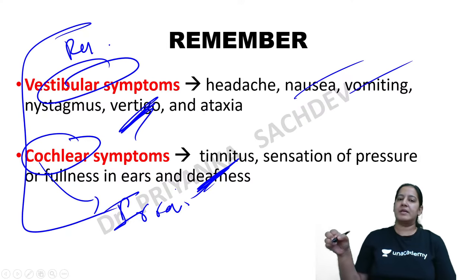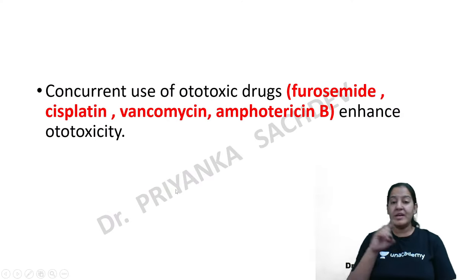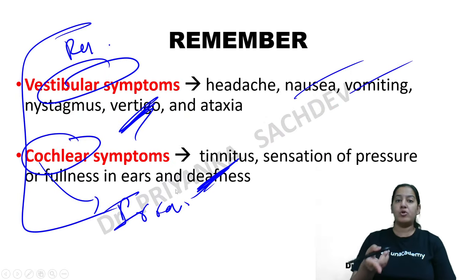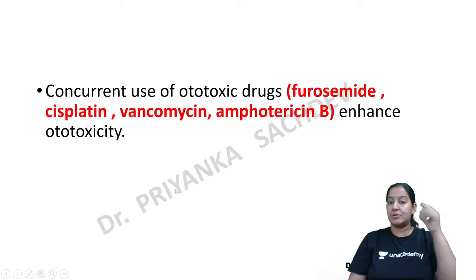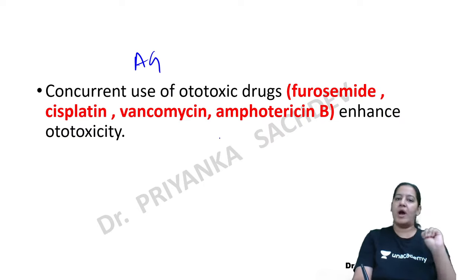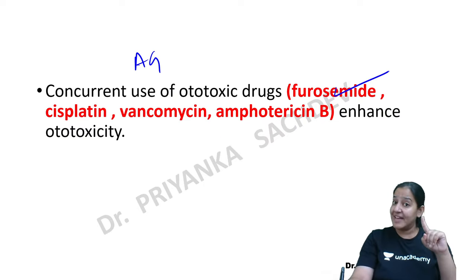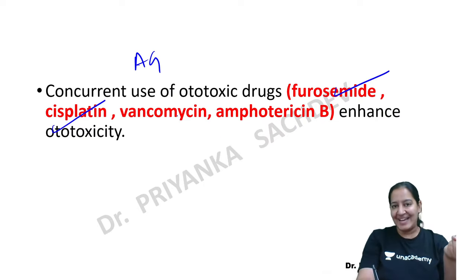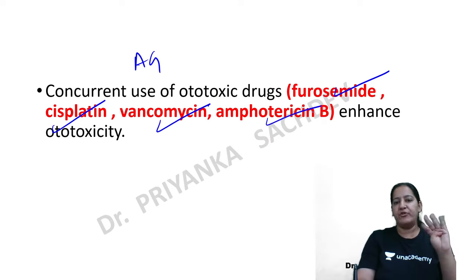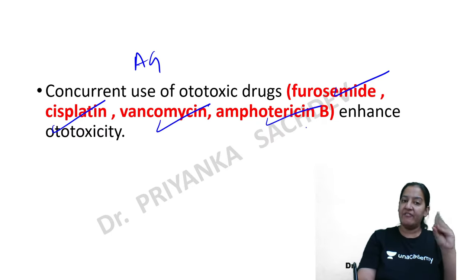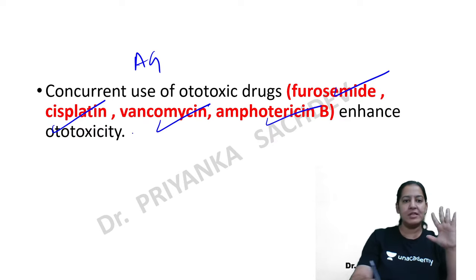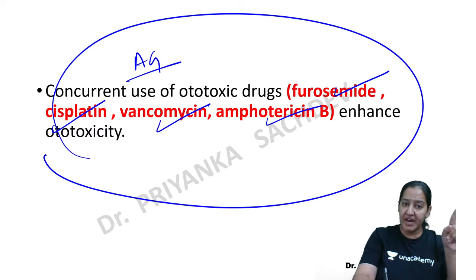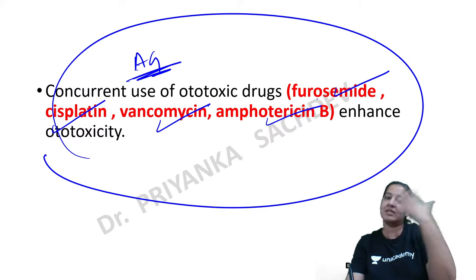That is ototoxicity. So you never give other drugs which cause ototoxicity along with an aminoglycoside. In pharmacology, a total of 5 drugs cause ototoxicity. One is aminoglycoside, which I am teaching right now. Four more are there: furosemide, a diuretic; cisplatin, an anti-cancer drug; vancomycin; and amphotericin B. So never give them together. If you are giving an aminoglycoside, never give these drugs along with it.